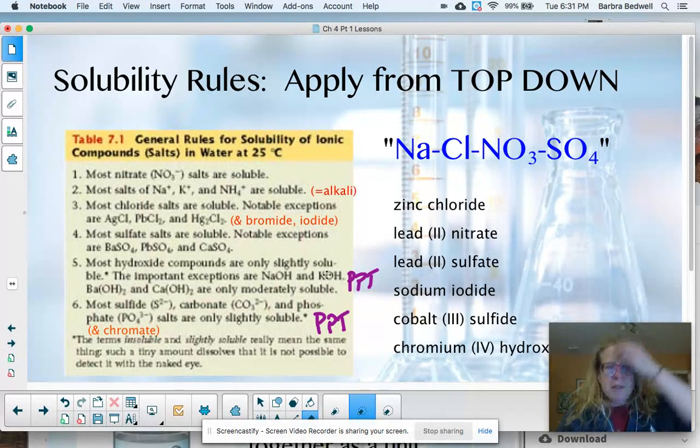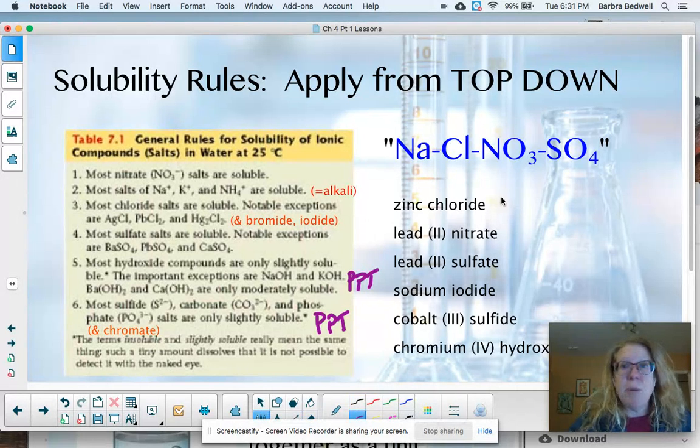Okay. So the way this works, if I want to see if zinc chloride, for example, is a possible precipitate, is that going to be soluble or insoluble? I would take a look at my rules here and apply them from top down. So I go, okay, zinc chloride. Does rule number 1 apply? Well, rule number 1 is about nitrates. Doesn't apply. Rule number 2, most salts of sodium, potassium, and ammonium, basically the alkali metals, the +1 metal family, those are soluble. This is zinc. Doesn't apply. Most chloride salts are soluble. Okay, so I have a chloride here. So this tells me this is likely soluble.